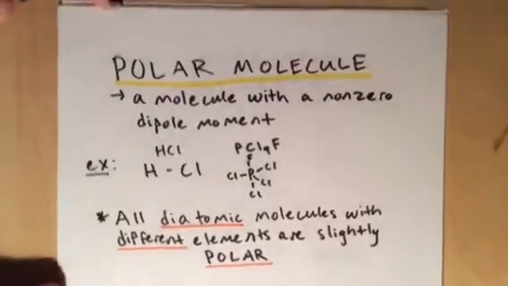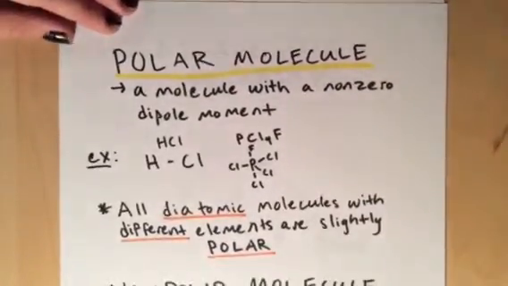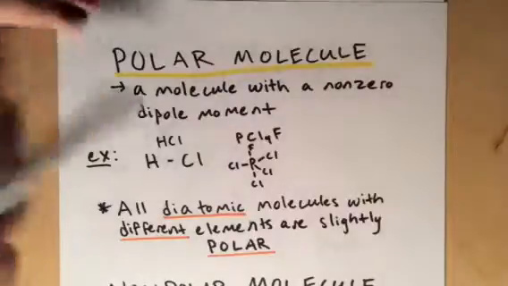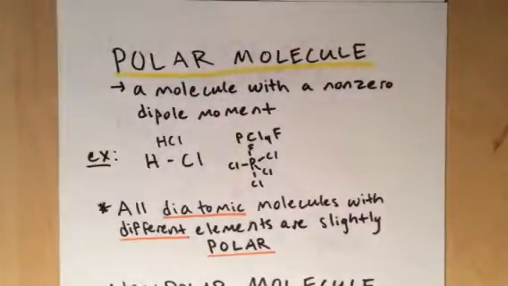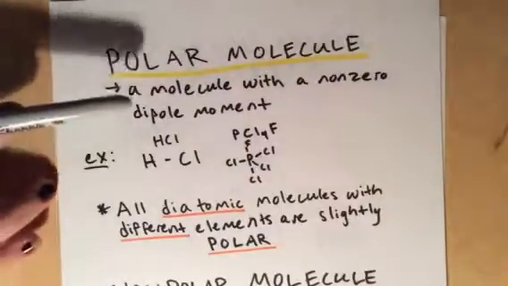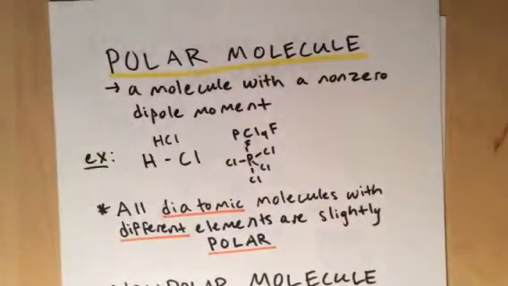Now discussing molecules. A polar molecule would be described as a molecule with a non-zero dipole moment. Some examples would be HCl, as we've seen before, and PCl4 with a fluorine. It's important to note an easy hint when you're trying to figure out which molecules are polar or nonpolar: all diatomic molecules with different elements are slightly polar. As you see here with the HCl, hydrogen and chlorine have different electronegativities, so that automatically makes it polar.